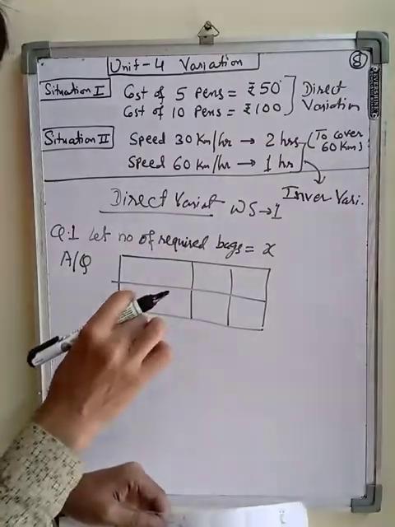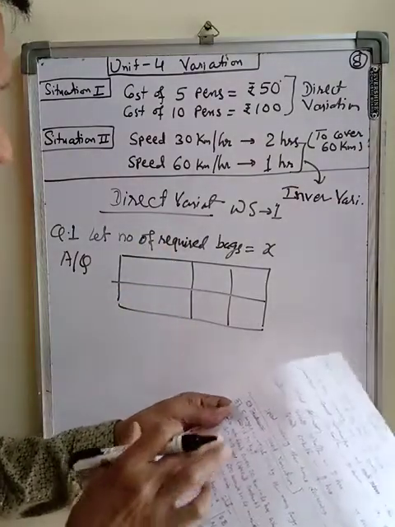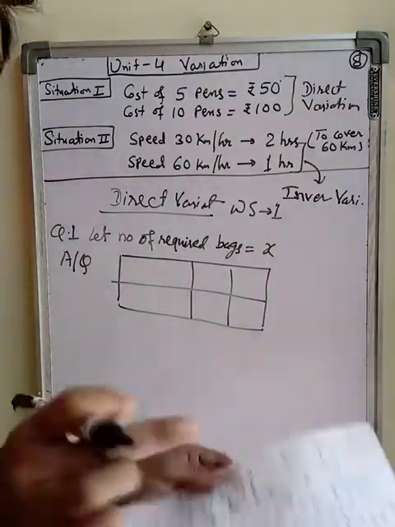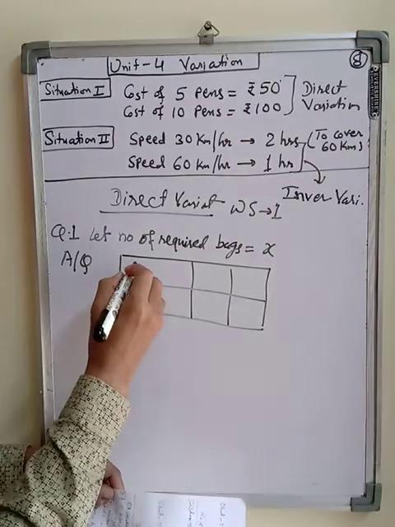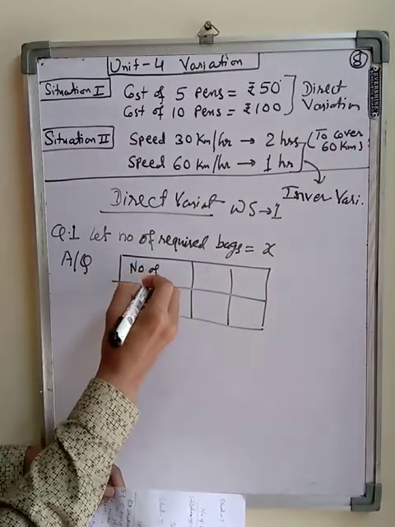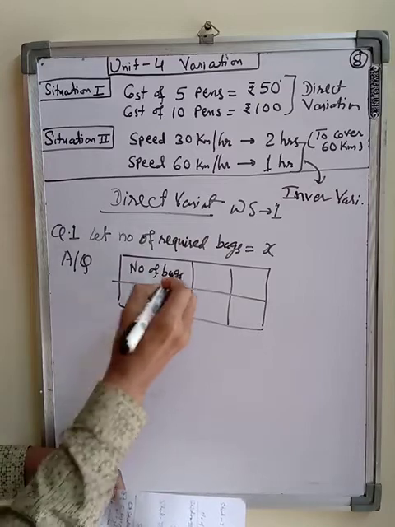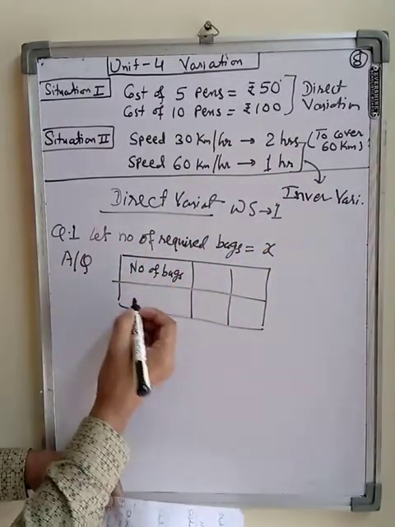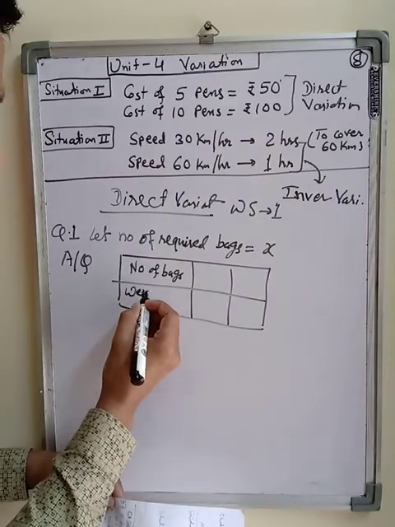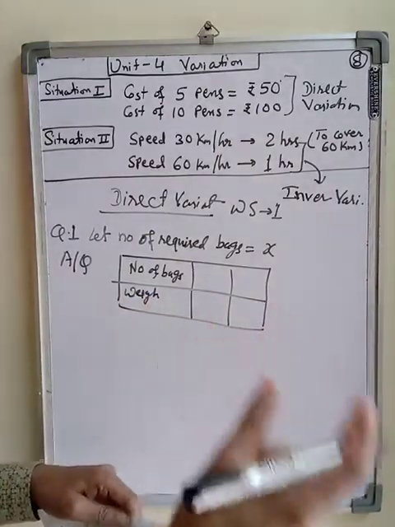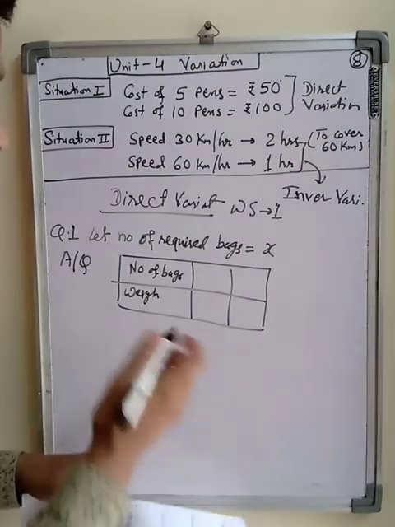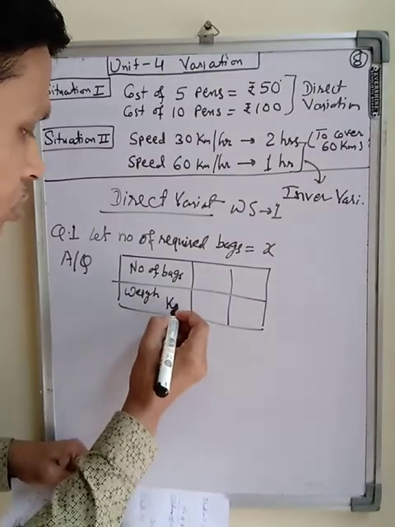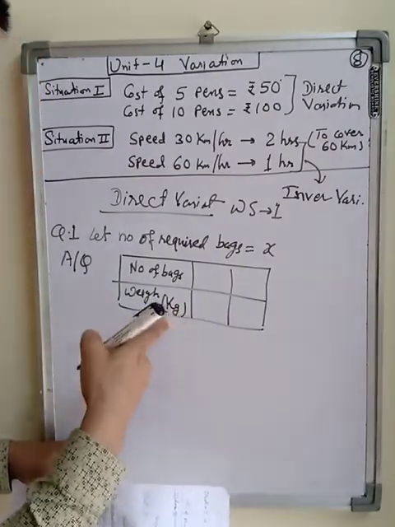What two things are we comparing in question number 1? Number of bags and weight. So here we will write number of bags and weight. Is weight in grams, kg, or tons? This is given in kg, so it is necessary to write it with weight.